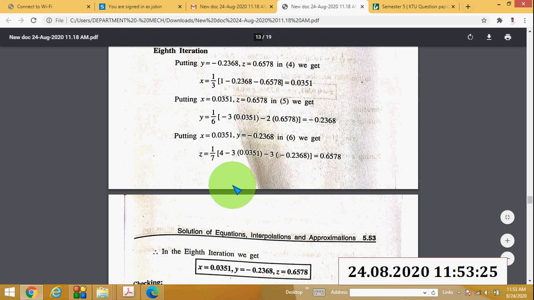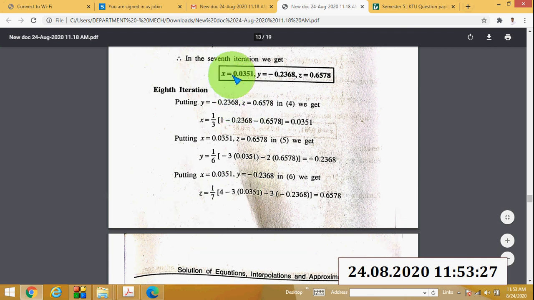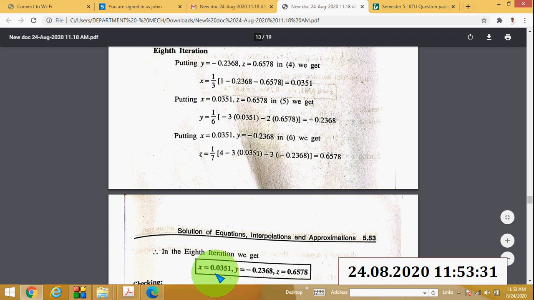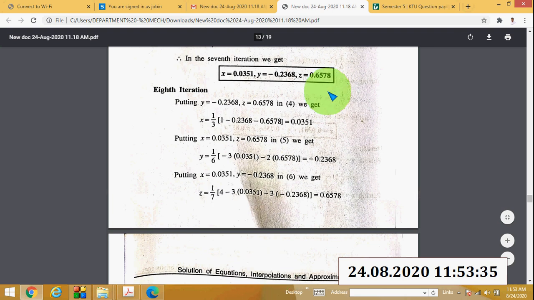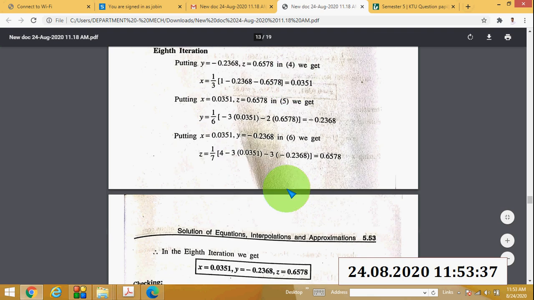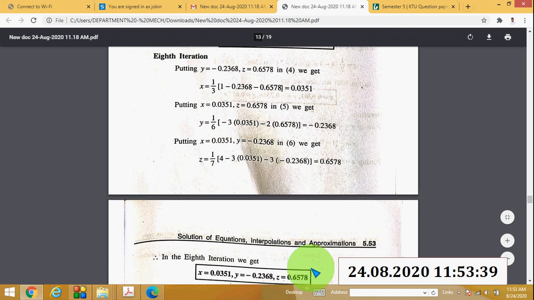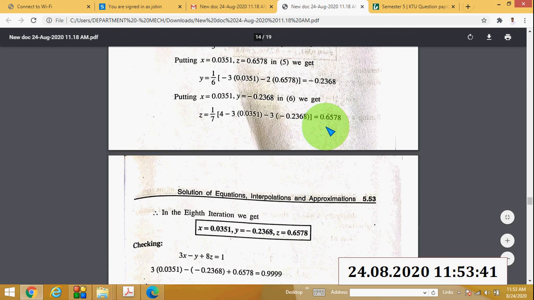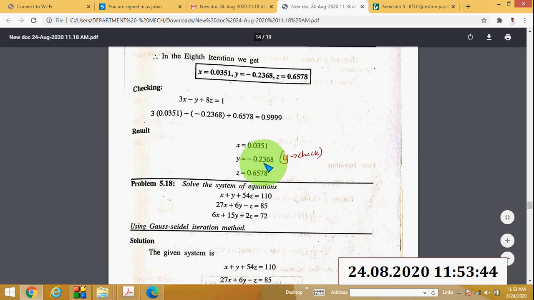After the eighth iteration you can see the seventh iteration x value is 0.0351, and the eighth iteration is 0.0351. y is minus 0.2368, here minus 0.2368, and z is 0.6578, 0.6578. Finally the answer is like this. So here there is one problem. When you solve this problem, you have to check the y value.